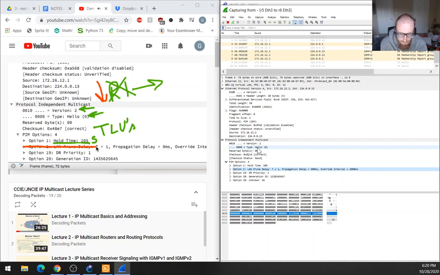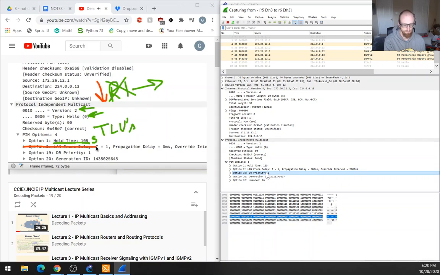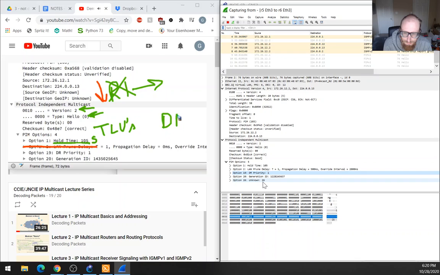Next option is the DR priority. The DR election, the designated router election, is essential in sparse mode. We will see in a second why. So every multi-access interface has to have one, so any Ethernet interface, for all intents and purposes, in sparse mode has to have a DR on it. So there has to be a designated router that is handling duties for that segment. And we'll see what those duties are, but the election is first.